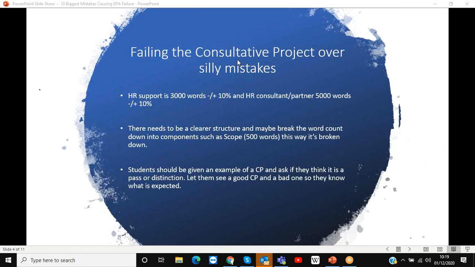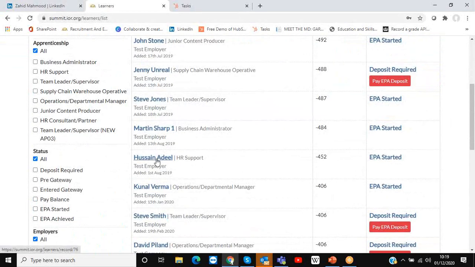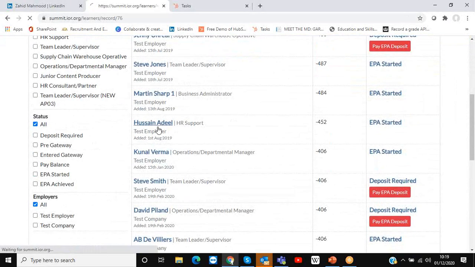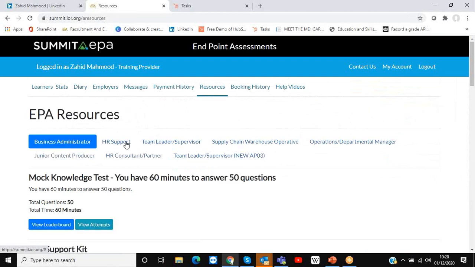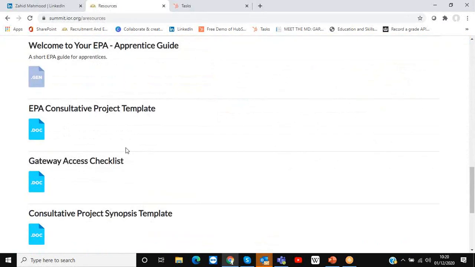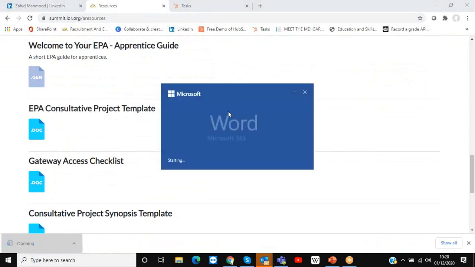That template is now on the resources, as I believe. I'm just going to very quickly switch screens here and show the resource there. So we've got the template here for the consultative project.